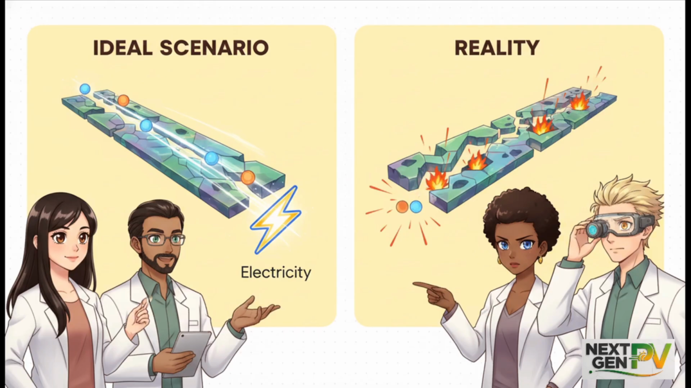Look at this comparison here. In an ideal scenario, sunlight hits the perovskite, knocking electrons loose. These photogenerated electrons and holes travel smoothly to the electrodes to generate electricity. Beautiful, right? But in reality, the perovskite film forms with defects. These defects act like microscopic potholes or trap states. Instead of producing electricity, electrons and holes fall into these potholes, annihilate each other, and the energy is lost entirely as heat. This is known as non-radiative recombination, and it is the ultimate enemy of efficiency.